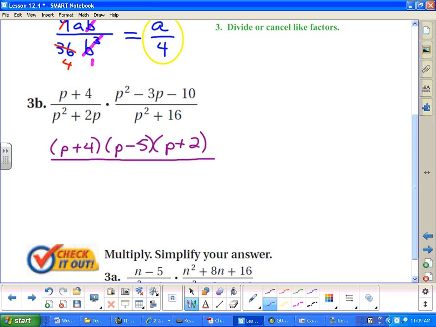Okay. P squared plus 2p. Do they have anything in common? Okay, they have a p. All right, so I can take out p plus 2. And what about p squared plus 16? Can I factor that?